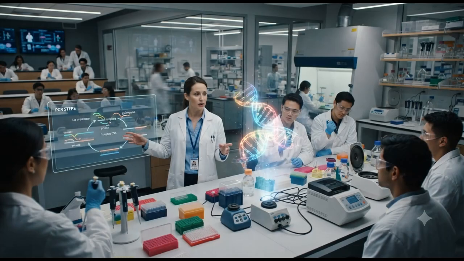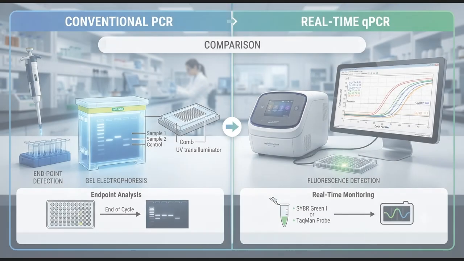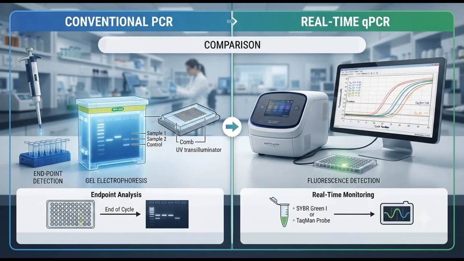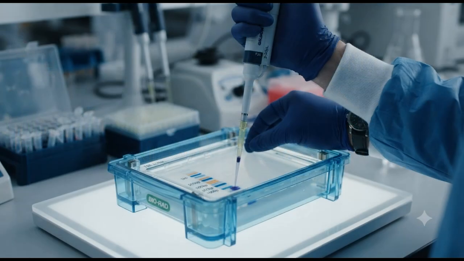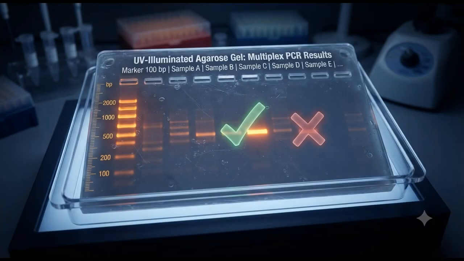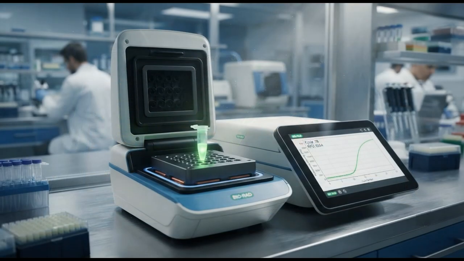Before we design anything, let's spend 2 minutes understanding what these primers are actually used for. Many beginners hear the terms PCR and qPCR and assume they're basically the same experiment. They're not. Conventional PCR simply answers one question: is this DNA sequence present? After amplification, we load the products onto an agarose gel. If we see a band at the expected size, the answer is yes. If we don't, the answer is no. That's endpoint detection. qPCR works differently.